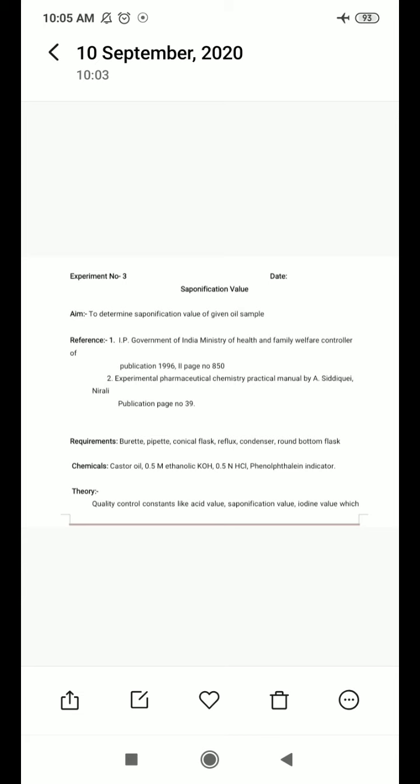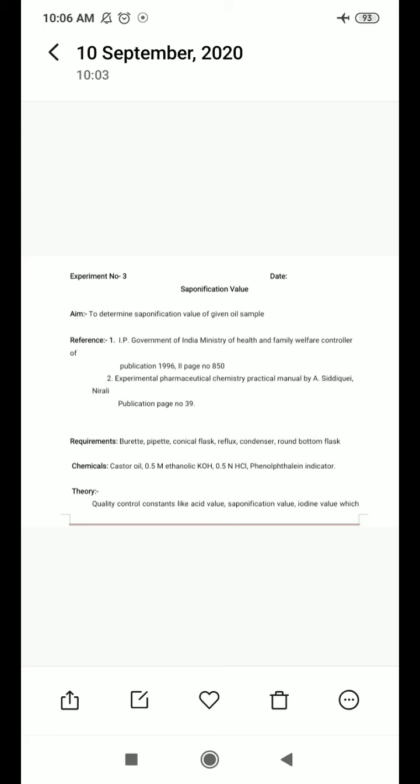What is the aim of the practical? To determine the saponification value of the given oil sample. References: the IP, Indian Pharmacopoeia, Government of India, Ministry of Health and Welfare, Controller of Publication, 1996, volume 2, page number 850. You can use a recent edition of this Pharmacopoeia.